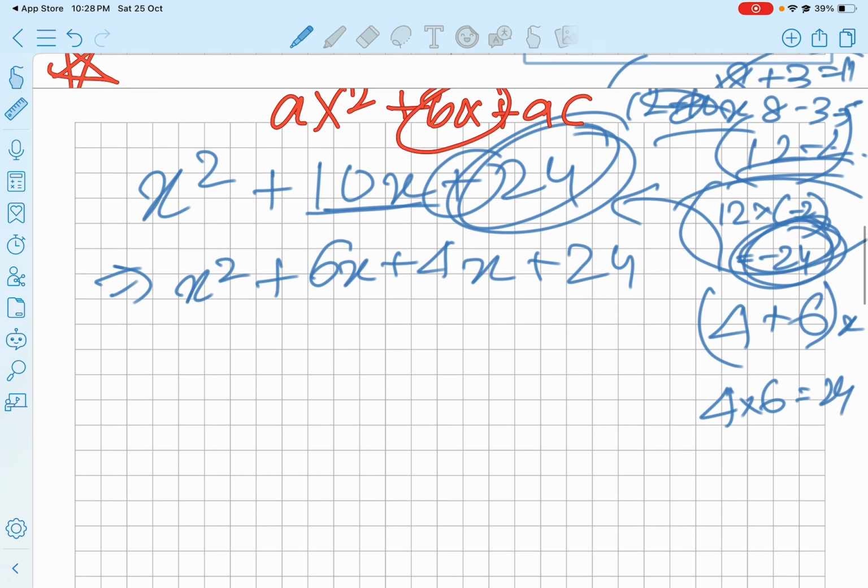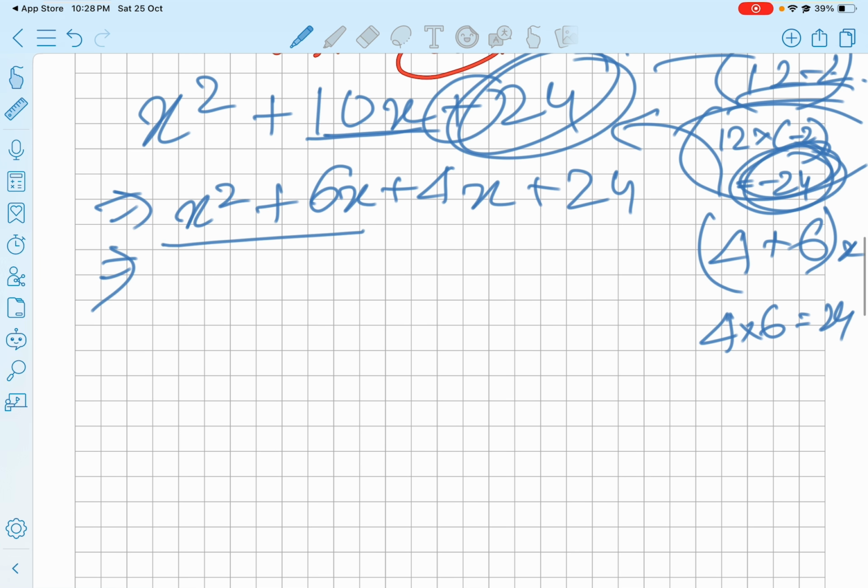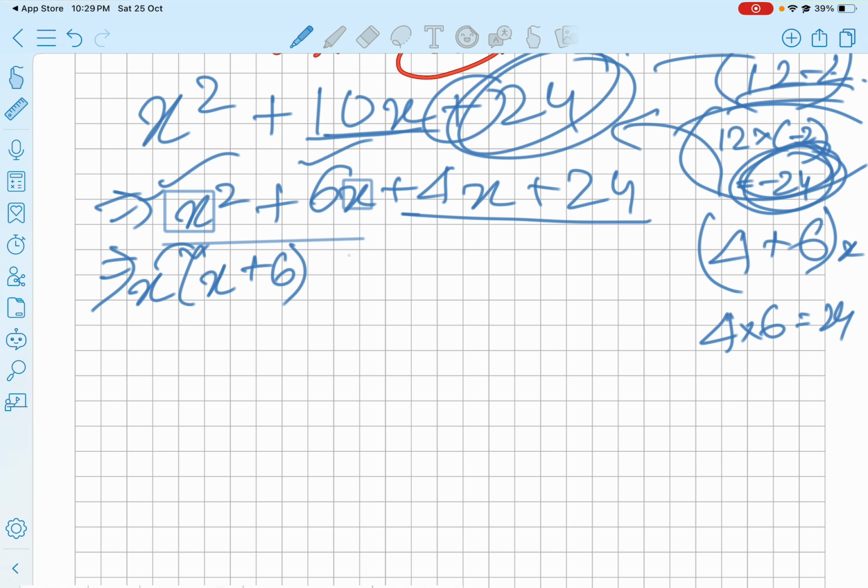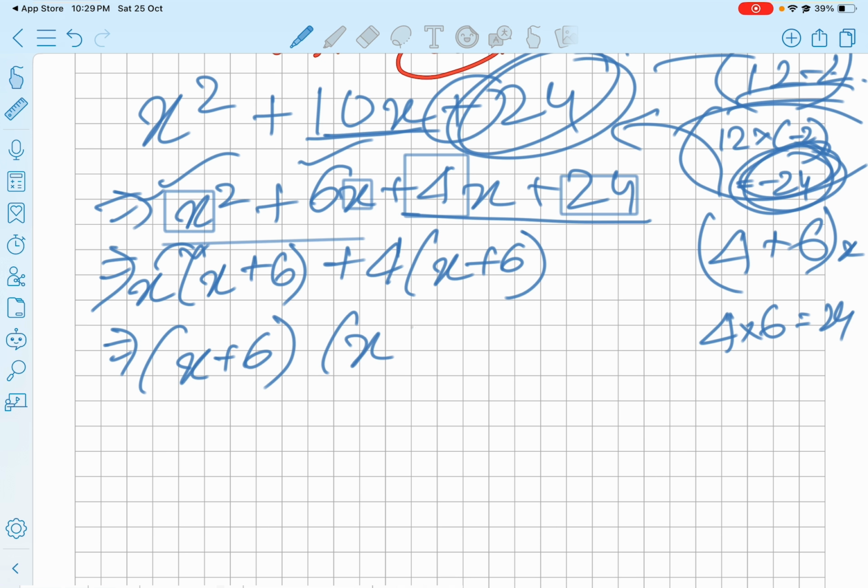Now it's very easy. You just take the common from the first two terms. Here the common is x. So I will take x as common, and within the bracket I will write x plus 6. Now, here 4 can be taken as common, since 24 is also divisible by 4. So I will take 4 as common, x plus 6. Now as you can see, x plus 6 I can take as common, and we will have x plus 4.